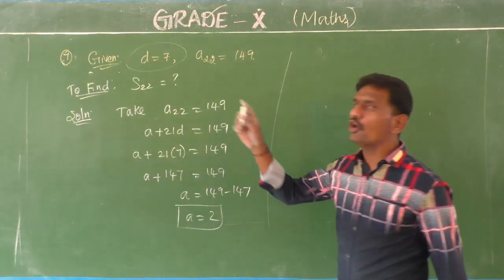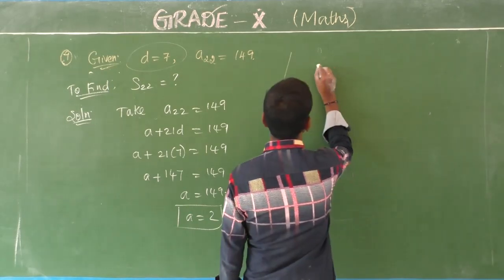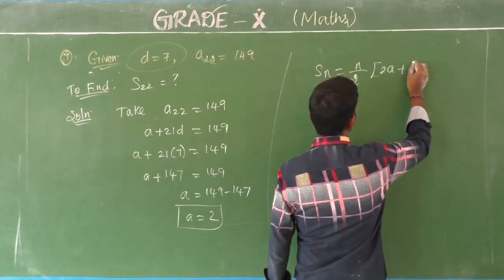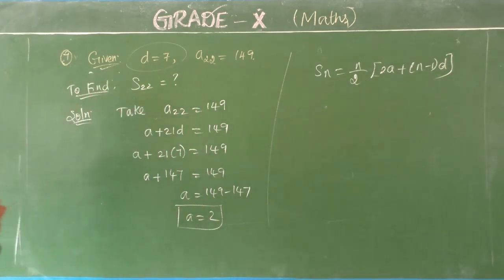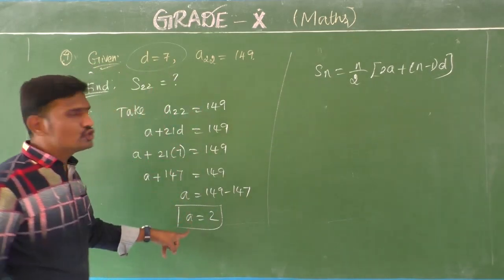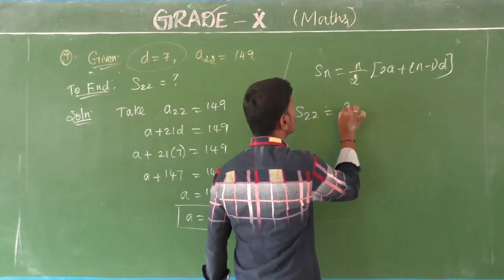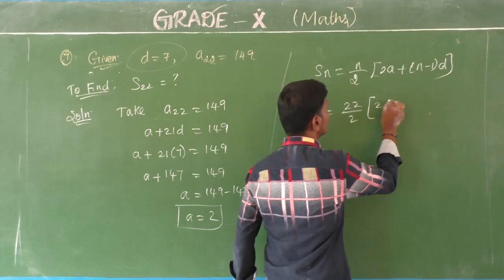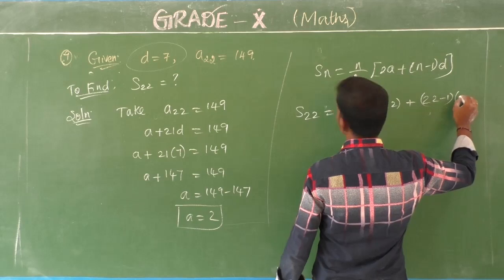Now we want to find the value of S22, that is the sum of first 22 terms. And before that, write the formula Sn equal to n by 2 into 2a plus n minus 1 into d. So for that we need to substitute the value of n is 22, a is 2, and d is 7. Now S22 is equal to 22 by 2 into 2a, that is 2 into 2, plus n minus 1, that is 22 minus 1, into d, which is 7.